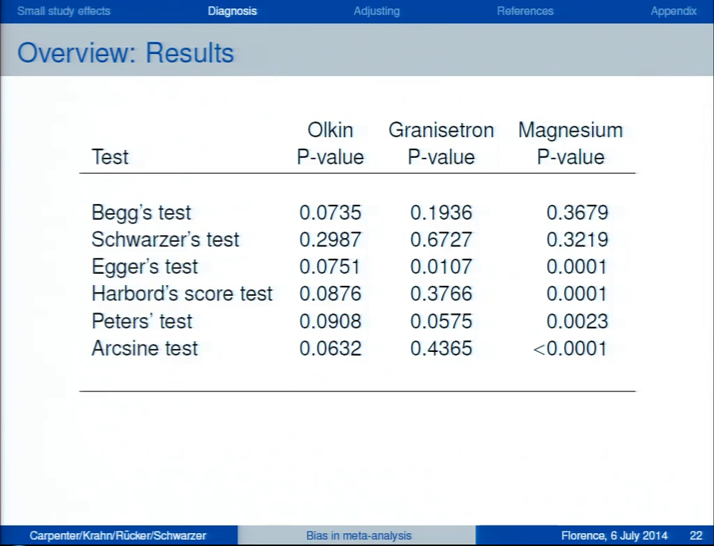And the other thing, as Goethe was saying with these tests, is that you get an inbuilt association between standard error and estimate when you've got binary data. And unless you take account of that in your modeling, your testing, you can mislead yourself. And the arcsine test is particularly designed to do that, and the Harvard score test is better at doing that as well. Is that helpful?